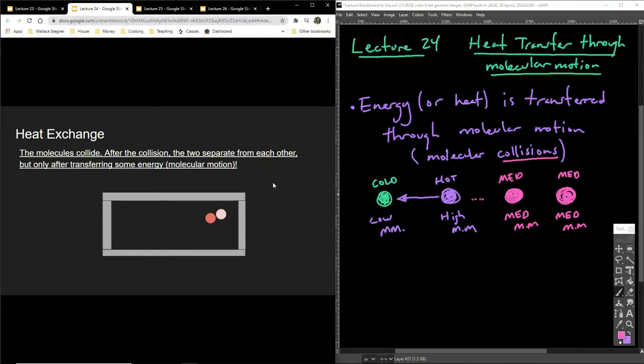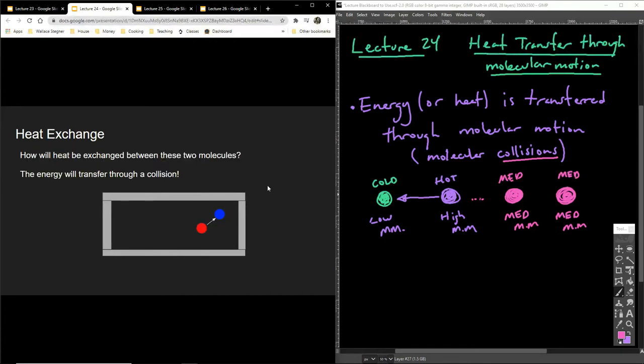You will never see a cold molecule giving up more of its energy to a hotter molecule. It doesn't work that way. That defies the laws of thermodynamics. We've never ever seen a situation where a cold molecule gives up even more of its energy to a hot molecule. Now, notice the color change here. Red hot means a lot of energy, blue means next to no energy.